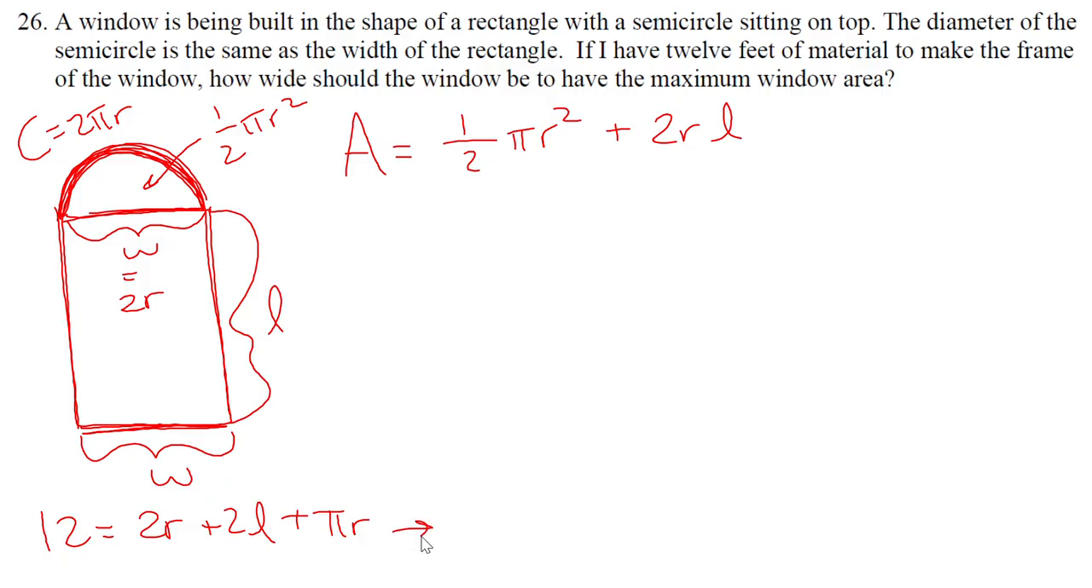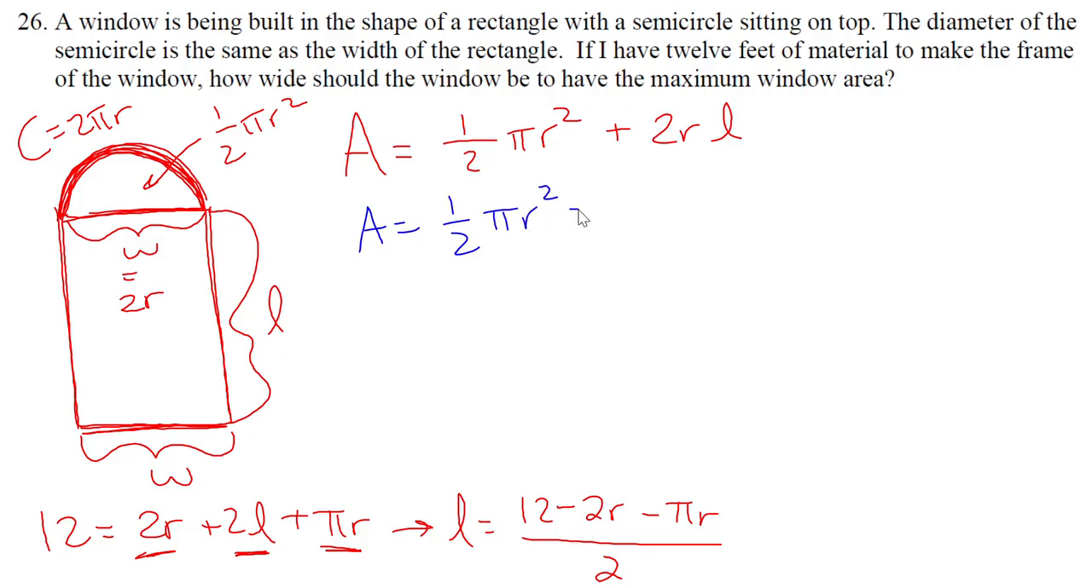Or in other words, if we solve that for L, L will be 12 minus 2r minus pi r, right? If we subtract the 2r and the pi r over, we have a 2L left, so then we just need to divide all that by 2. Which means we can rewrite our area equation into maybe not our final area equation, but a nice new one here. 1/2 pi r squared plus 2r times L, which is 12 minus 2r minus pi r all over 2.